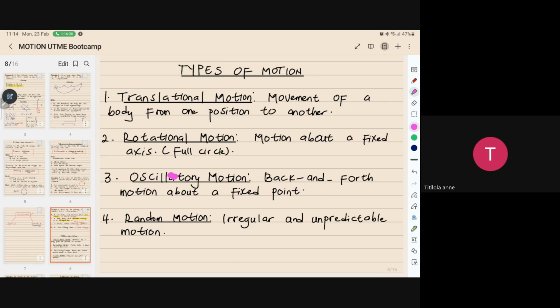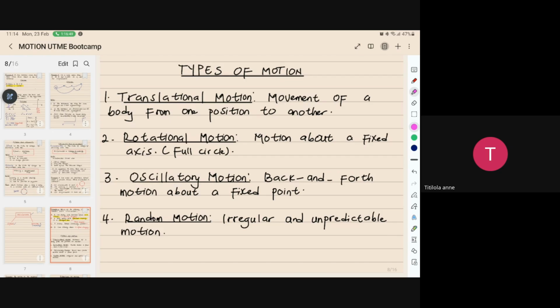The next one is oscillatory motion. So that is what? Back and forth motion about a fixed point. Example is your simple pendulum. That experiment you did back in school. You guys will be counting it: 1, it goes front, goes back, comes back again, just that way. That's your simple pendulum.